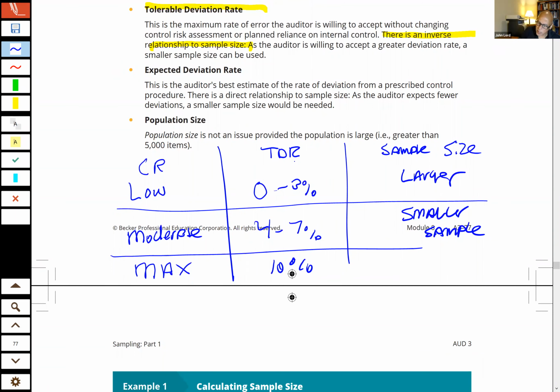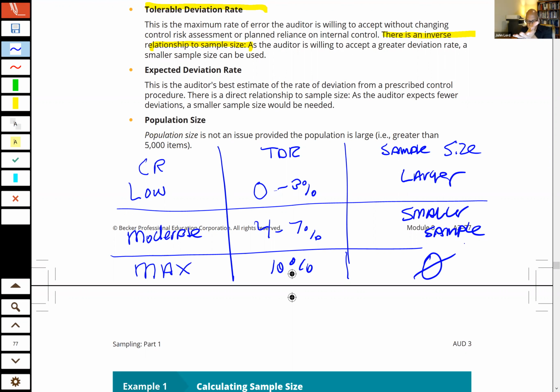What's my sample size for my control testing then, if I assess control risk at the maximum? Zero. I don't test it. That's a really small sample size, isn't it? Zero. Okay, so what? As the control risk goes up, sample size comes down.